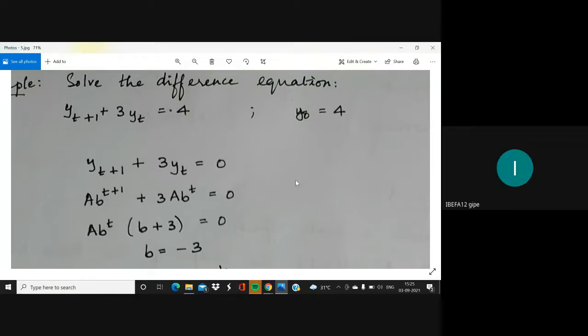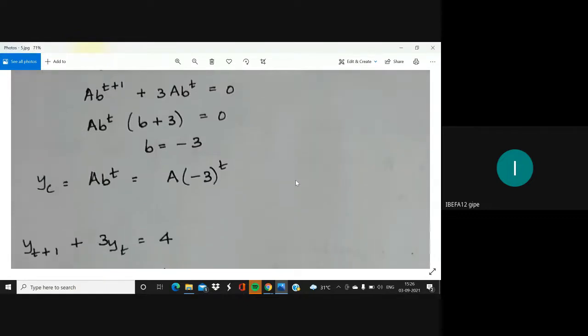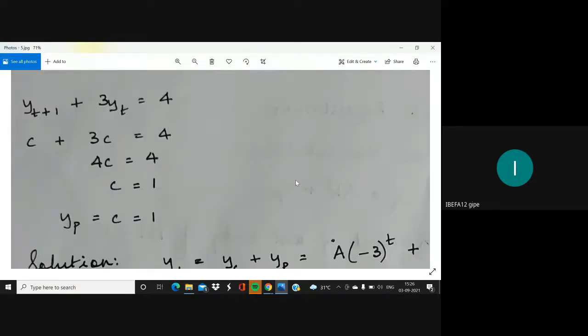You all can verify the solution by yourselves, all right? Just substitute the particular solution value in the difference equation itself. If you get the answer, then your particular solution is correct. Otherwise, if you take y_{t+1} is equal to minus 3 y_t plus 4, and then look at the value of y at time t is equal to 0, if you are able to get the same answer, then your solution will be correct. So you can verify it yourself. I'll just show you the solution.